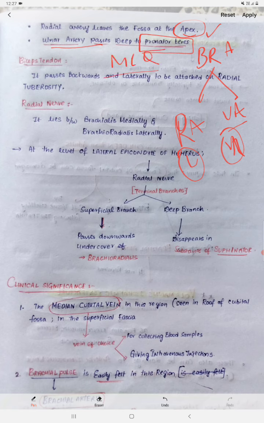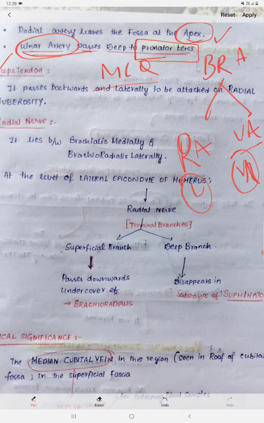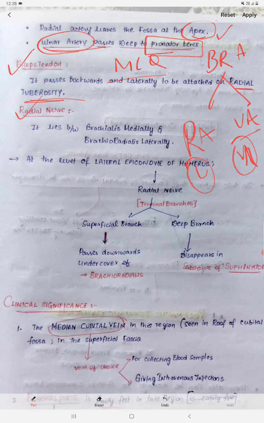In between the two heads of the pronator teres one structure will pass. What is that? The median nerve. And deep to the pronator teres another structure will pass, that is the ulnar artery. Remember, the nerve passes in between the two heads and the ulnar artery passes very deep. Artery is always deep, no? And then the biceps tendon passes backwards and laterally and is attached to the radial tuberosity. So the insertion of the biceps brachii is the radial tuberosity, near the neck of the radius. You can remember that the biceps tendon is attached on the radial tuberosity. And coming to the other one, that is the radial nerve.